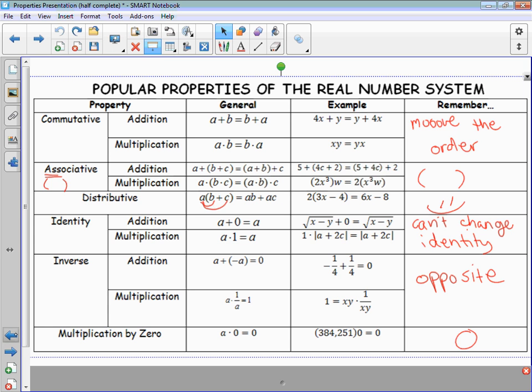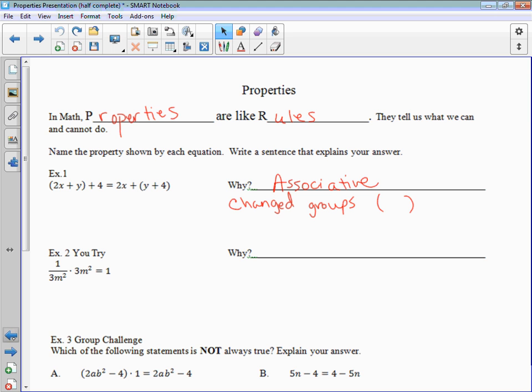Alright, so remember how I remembered? The identity property said you can't change your identity, right? So your number doesn't change. But if we look at this example, did the number change? Kind of. I think there might be a better answer. Let's hear from Roger. It's not the identity property. Can you think of another one that it might be?